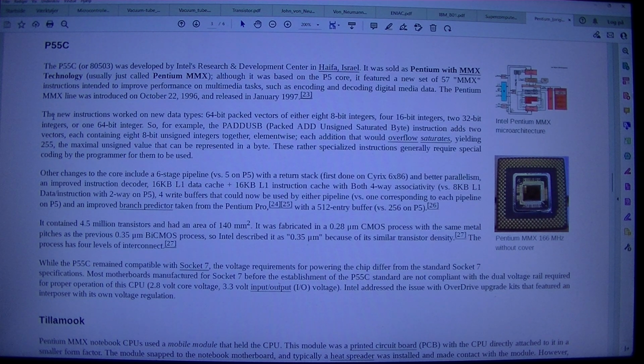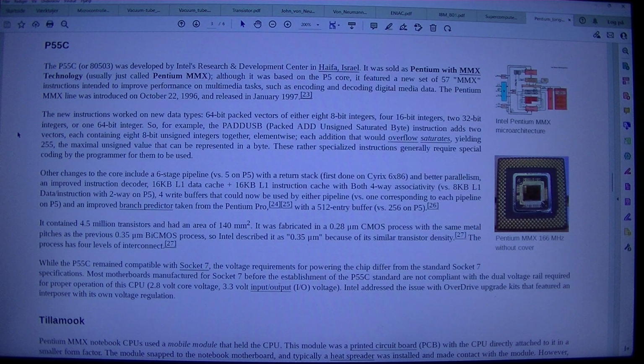Although it was based on the P5 core, it featured a new set of 57 MMX instructions intended to improve performance on multimedia tasks, such as encoding and decoding digital media data. The Pentium MMX line was introduced on the 22nd of October, 1996, and released in January 1997. The new instructions worked on new data types.